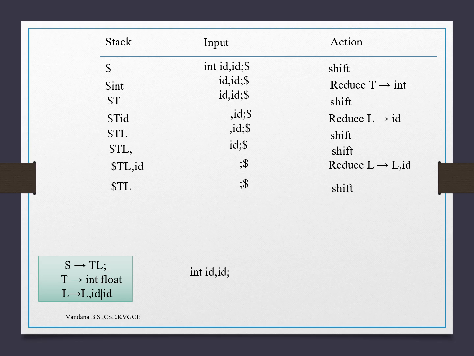What do we shift? Semicolon. Now TL semicolon: it is a handle. Therefore this is reduced to the start symbol S. Now the stack top is the start symbol. Is the input empty? Yes. What is the configuration of the parser? Accept. So this input is syntactically valid, validated by the shift-reduce parser. Understood?